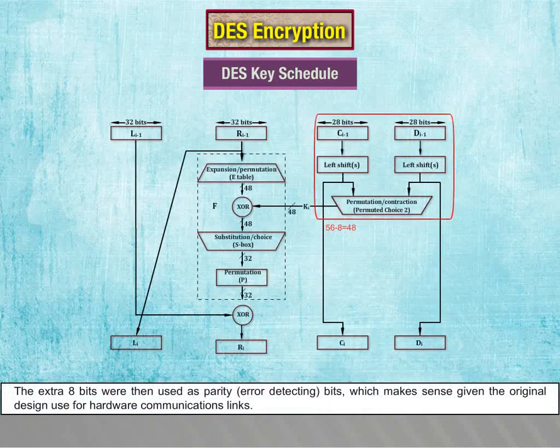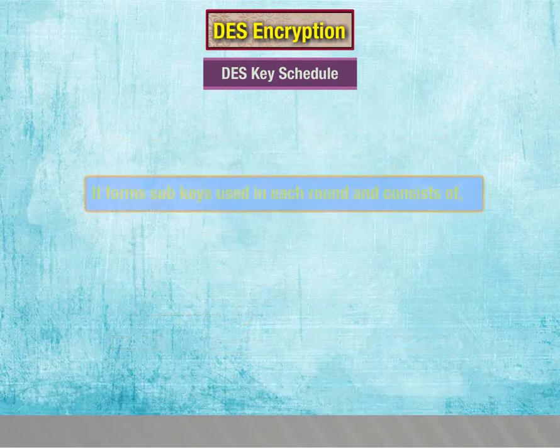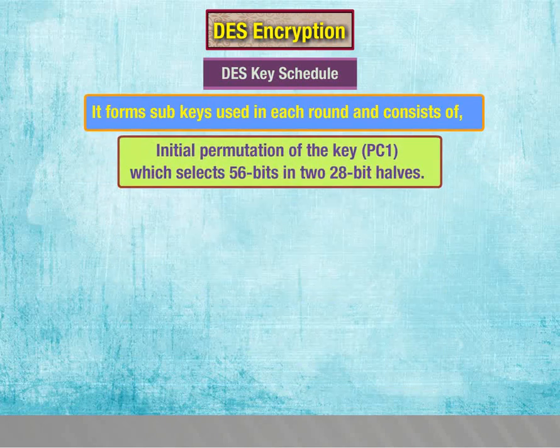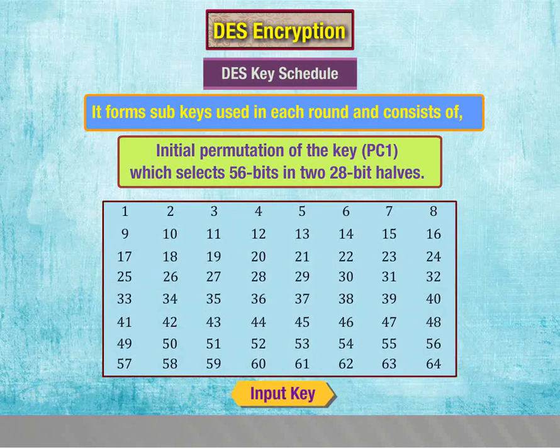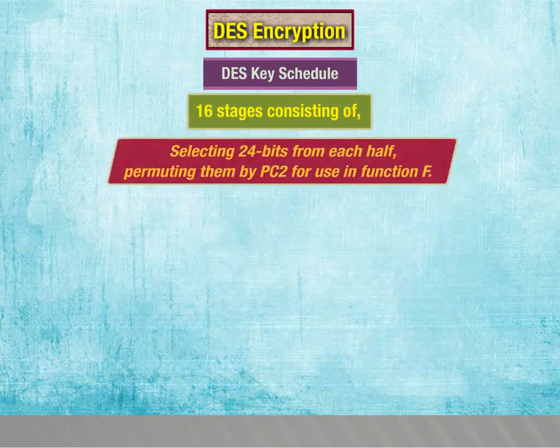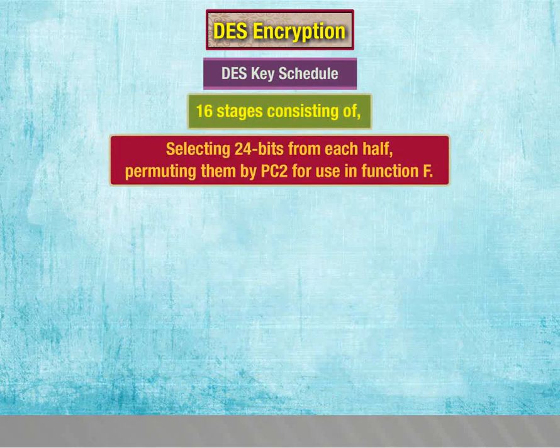The extra 8 bits were then used as parity, that is error detecting bits, which makes sense given the original design used for hardware communication links. It forms subkeys used in each round and consists of initial permutation of the key PC1, which selects 56 bits in two 28-bit halves. Input key. 16 stages consisting of selecting 24 bits from each half, permuting them by PC2 for use in function f.